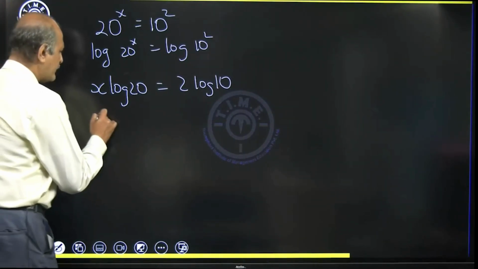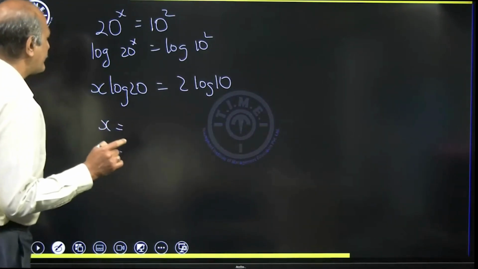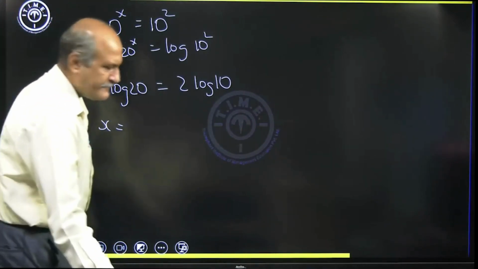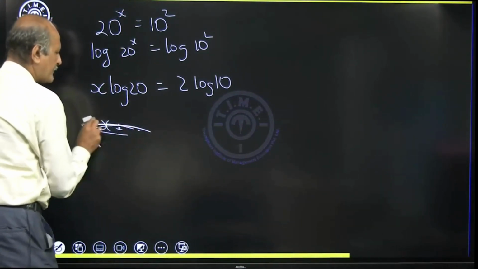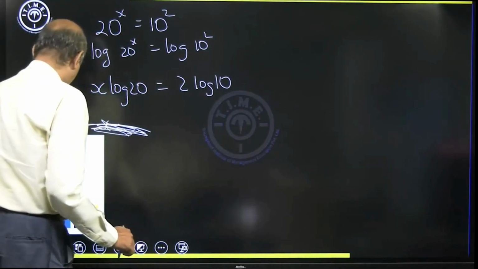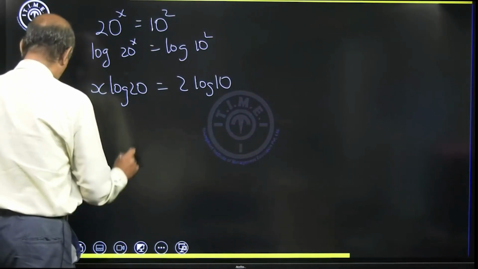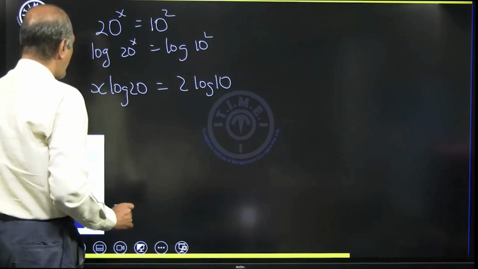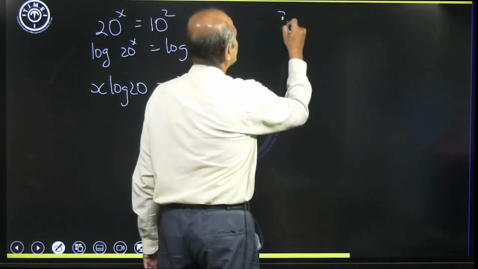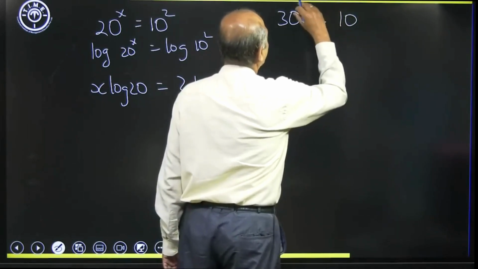So what is the value for x here? Now please observe. In the same manner here, we could have also said this one: 30 power x is equal to how much? It is 30 power y.